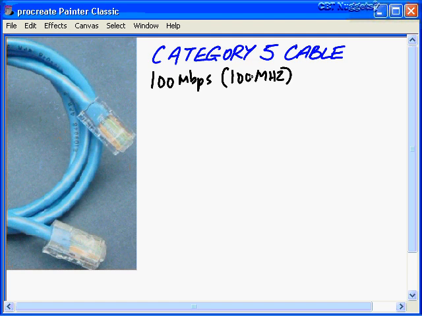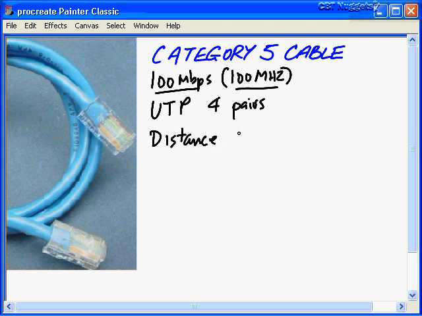It's a high-grade Type 1 cable, handling frequencies of up to 100 megahertz. Currently, you're going to see Category 5 cable being unshielded twisted pair, UTP, 4 copper wires. So 4 pairs, unshielded twisted pair, used for high-speed communication. Again, up to 100 megabit per second, with distance for Category 5 cable up to, so less than or equal to 100 meters.